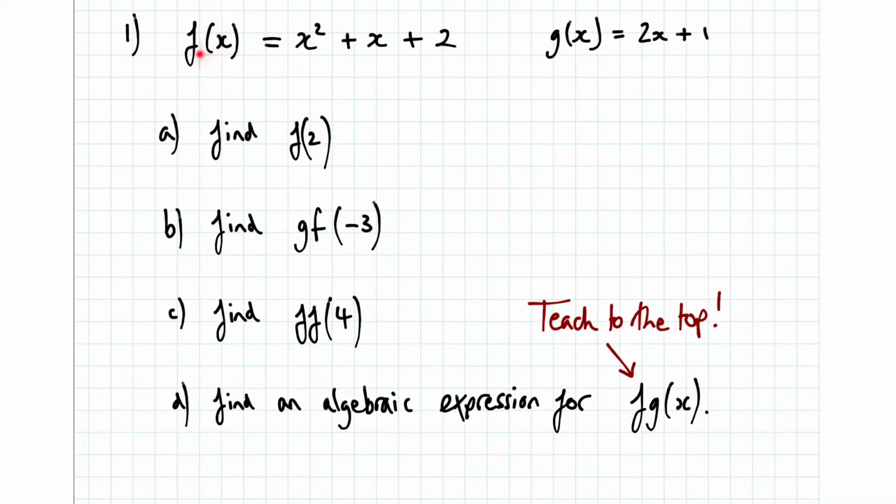We have f of x, which is this function, and g of x. And you've been asked to find f of 2, g of f of minus 3, and so on. This last one here, I will give you a clue. You need to substitute the g of x function into the f of x function and just tidy things up there. You should be able to find the algebraic function f of g of x. Move on to question 2.